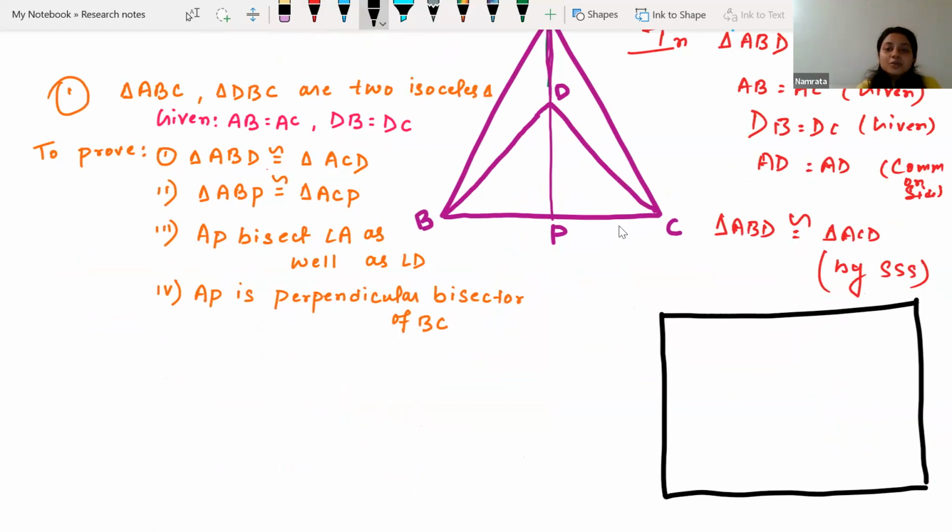So here I am going to write that angle A is equal to angle A. So first I am going to write angle BAD is equal to angle CAD.